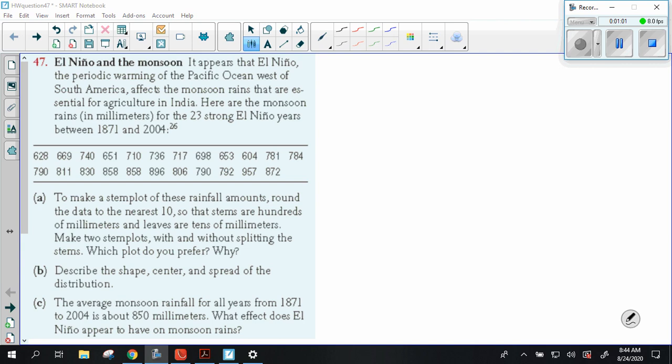I'm actually going to do something different as well. I'm going to do this both ways. I'm going to round to the nearest 10, and then I'm also going to not round to the nearest 10. What they mean by the nearest 10 is if we take this number, 784 millimeters, we round that to 780 millimeters. That way, when I make my stem plot, this is going to be my stem, and this guy would be my leaf. That's the second way that we're going to do it.